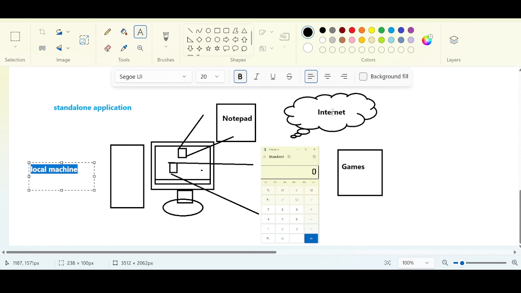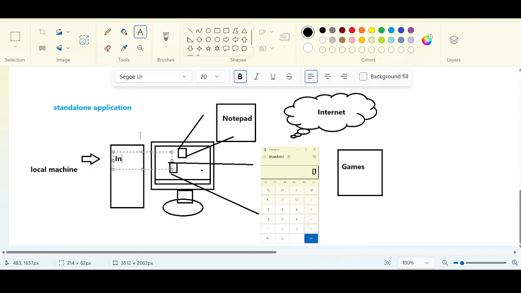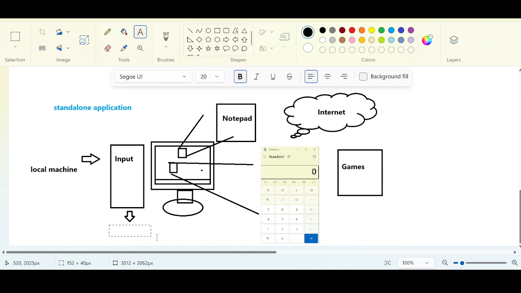in other words, you give the instructions to the CPU in the form of input. Without any external dependencies, your computer itself is going to analyze the input and give you the output. You give the input and you get the output within your system, within your local machine. Those applications are called what? The standalone application. The best example is the calculator or the notepad. So all these are standalone, guys.